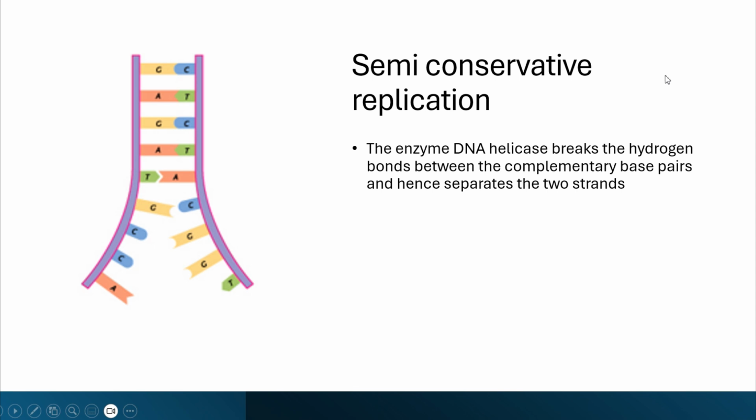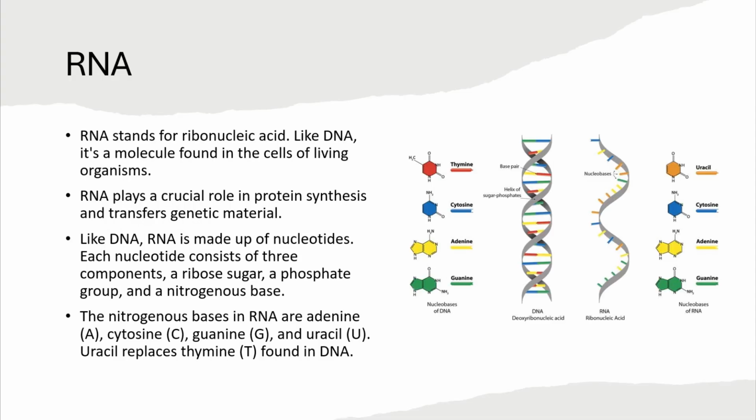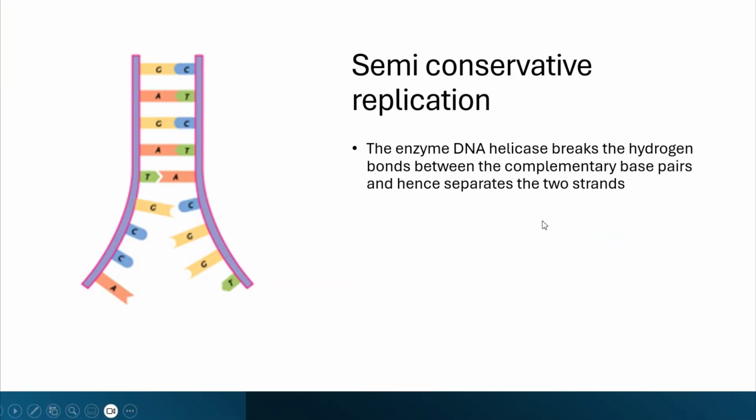Semi-conservative replication. If I just go back there, as you can see, RNA is obviously single-stranded, and that's all that you need to say there. Semi-conservative replication. So how does DNA actually get formed? The reason it's called semi-conservative, I'll talk about that in a minute, and it's just replication of DNA. So I've got one DNA molecule. I want to make two DNA molecules. How do I do that?